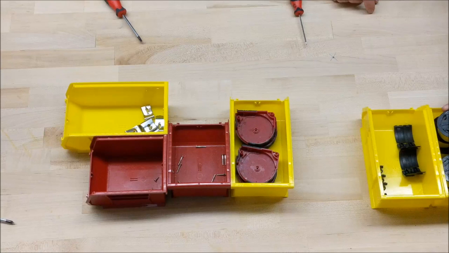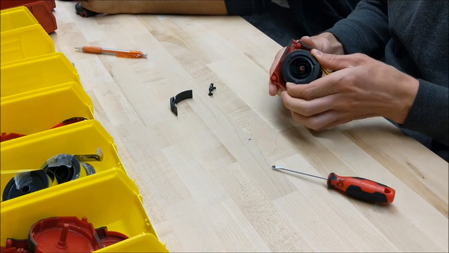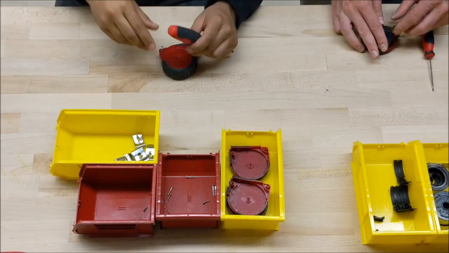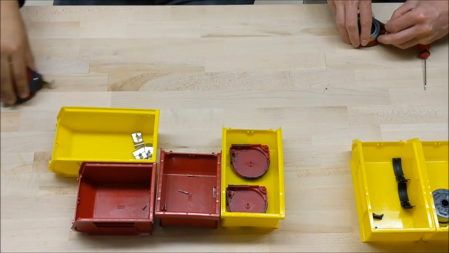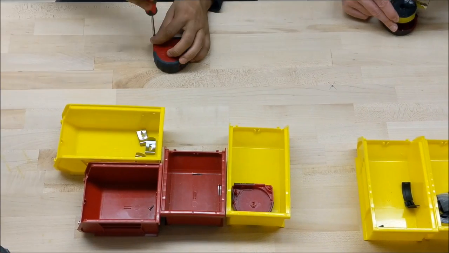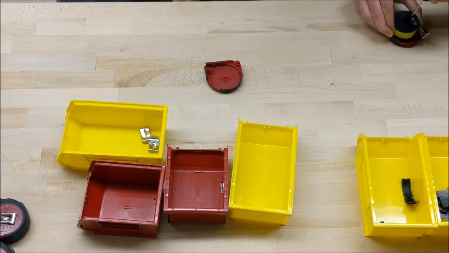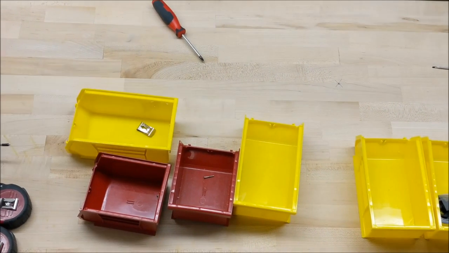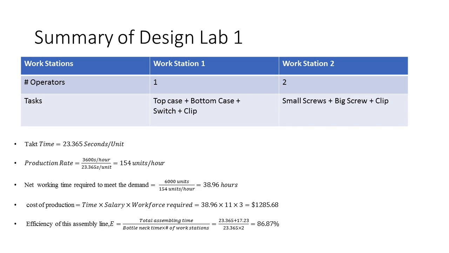The first operator would be assigned to Station 1 with the task of installing the tape on the bottom case, turning it twice to ensure proper tightness, placing the fixer followed by the switch. The other 2 operators would be on Station 2 installing the top case, fastening it to the bottom, and attaching the belt clip. From Design Lab 1 and the data we collected, our optimal solution was a 2 workstation assembly line with 1 operator assigned to Station 1 and 2 operators working on Station 2.